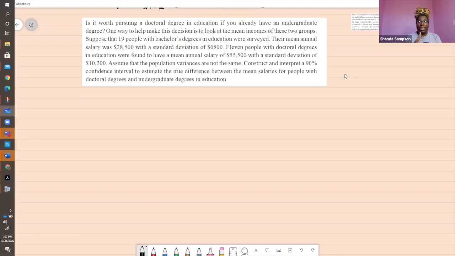with a standard deviation of 10,200. Assume that the population variances are not the same. Construct and interpret a 90% confidence interval to estimate the true difference between the mean salaries for people with doctoral degrees and undergraduate degrees in education.